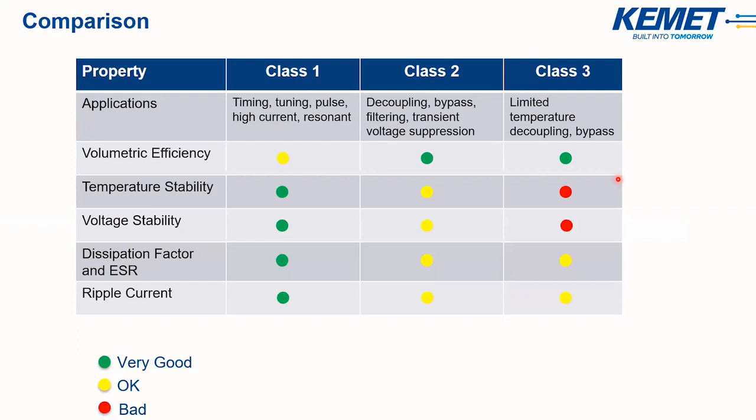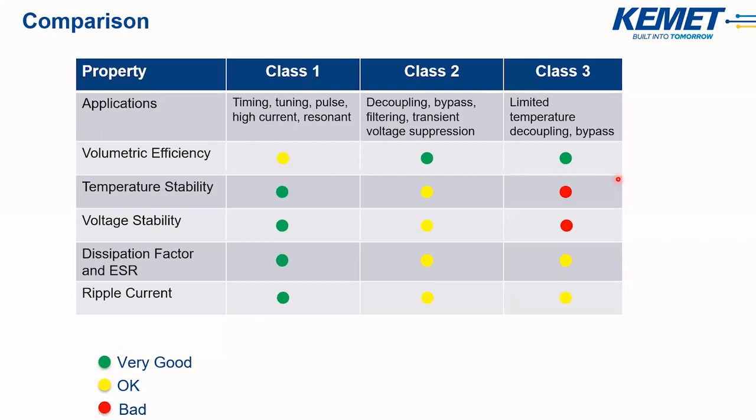For volumetric efficiency, really you're going to see that in class 2 or 3. If you need the stability plus high capacitance in the class 1, you're going to have to use a lot of them as compared to class 2 and 3. Class 1s have much more temperature and voltage stability as compared to 2 and 3, and you are going to have much lower ESR in class 1 with higher ripple current handling capability. So you kind of use this table to help guide you with your application on which class you want to go to.